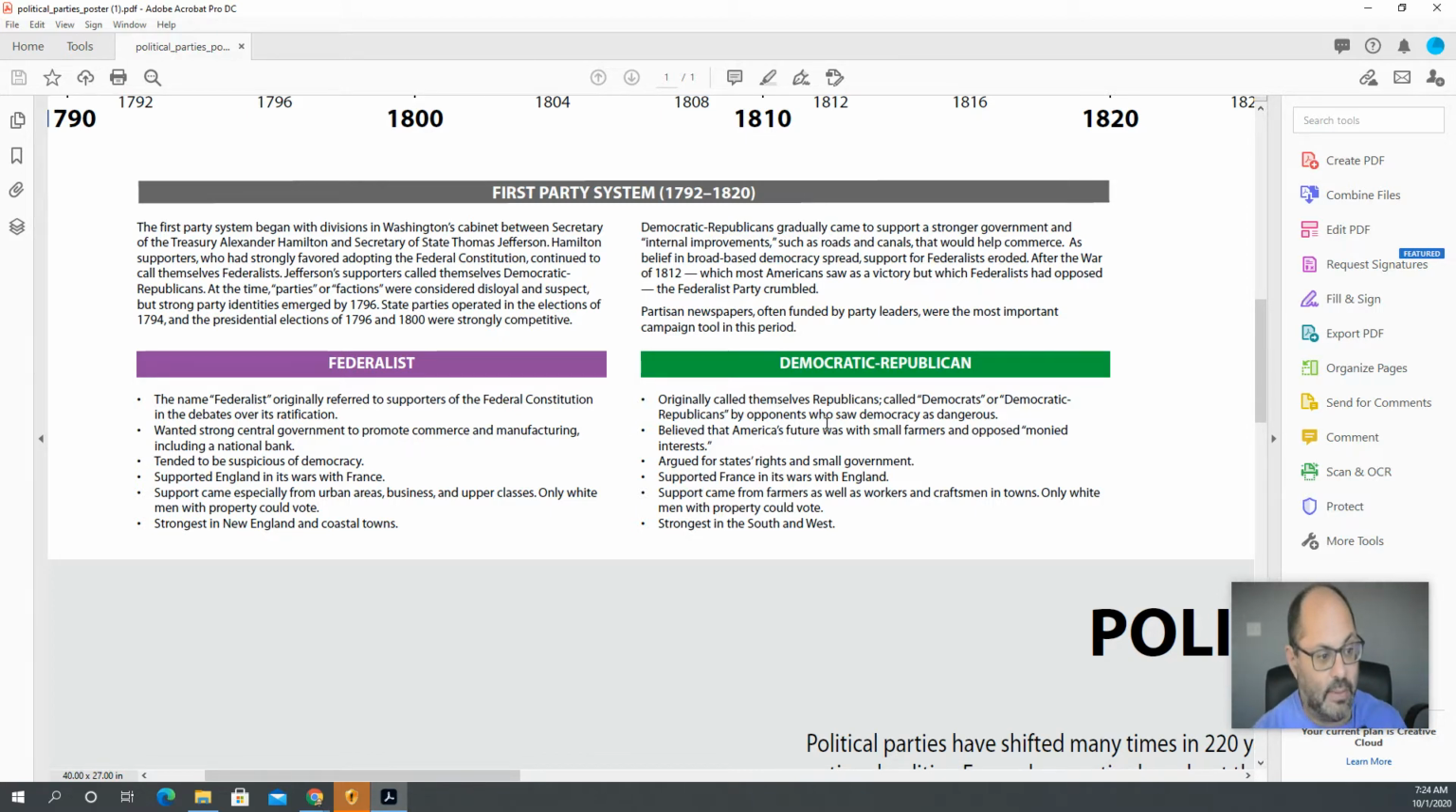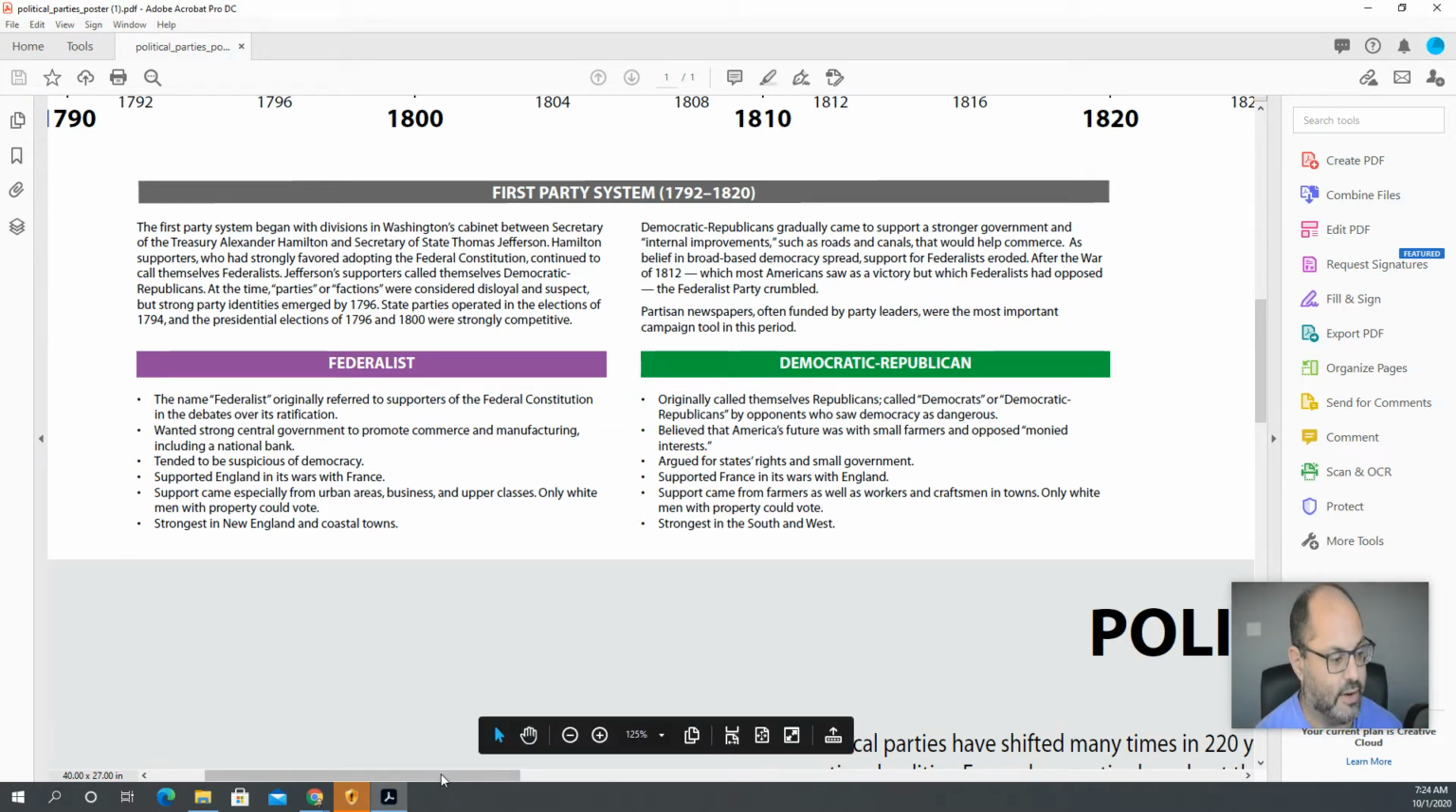The Democratic Republicans are more strict constructionists when it comes to the Constitution. They believe you can only do those things that are specifically there. Federalists believe that it's a living Constitution. It can change its meaning over time. Democratic Republicans argue for less power for the central government and more power for states' rights. They supported France as opposed to England, were more farmers as opposed to urban, and were strongest in the South and the West.